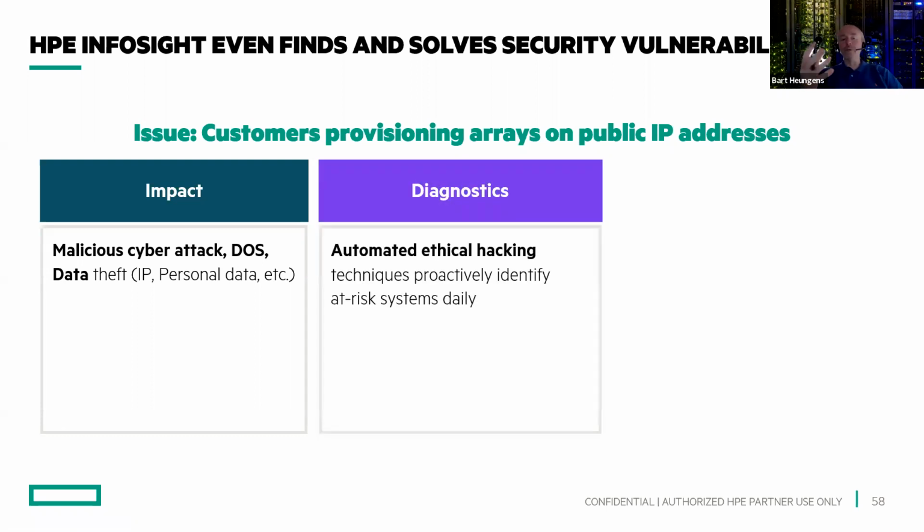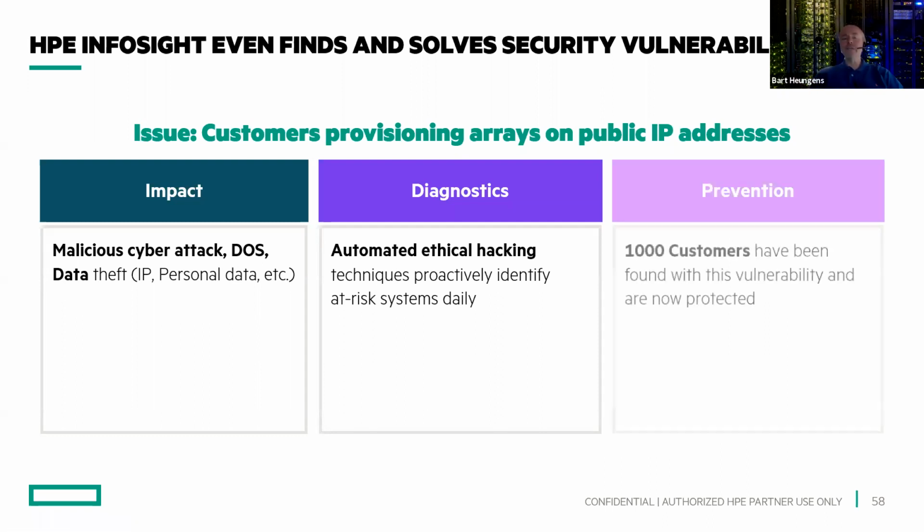Automatically, an alert was sent out by Infosight to 1,000 customers who were using these public IP addresses, saying, watch out, guys. You're using this subnet of IP addresses, which are used today as public IP addresses. So please change them. Okay?